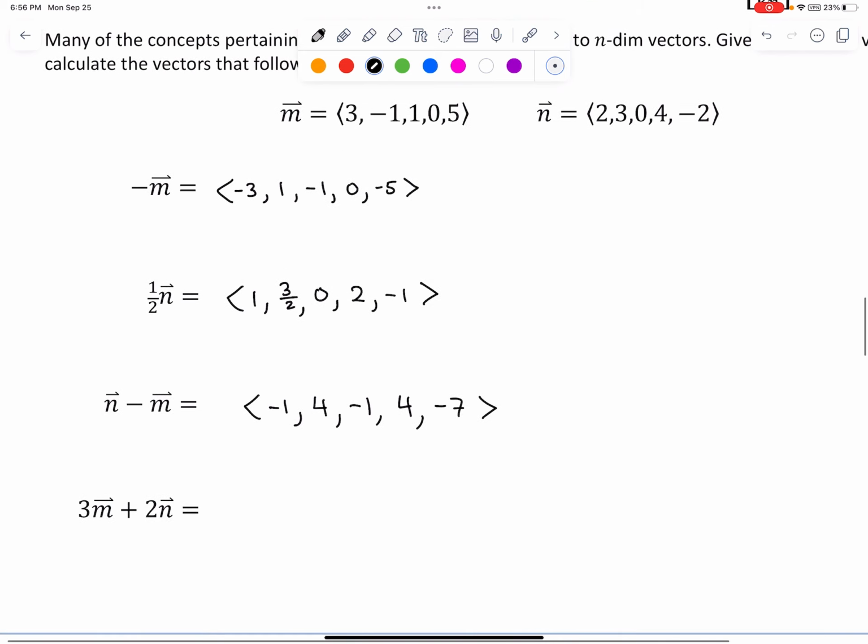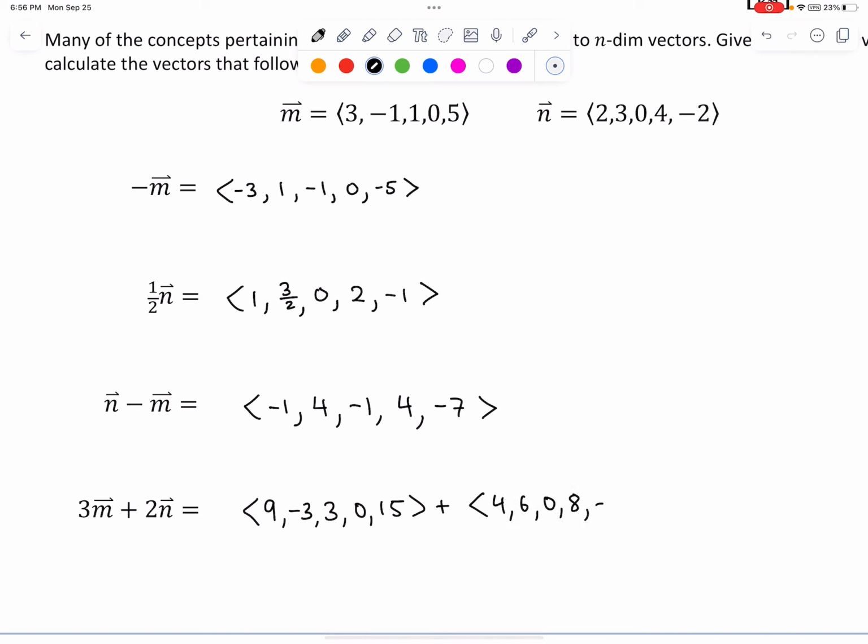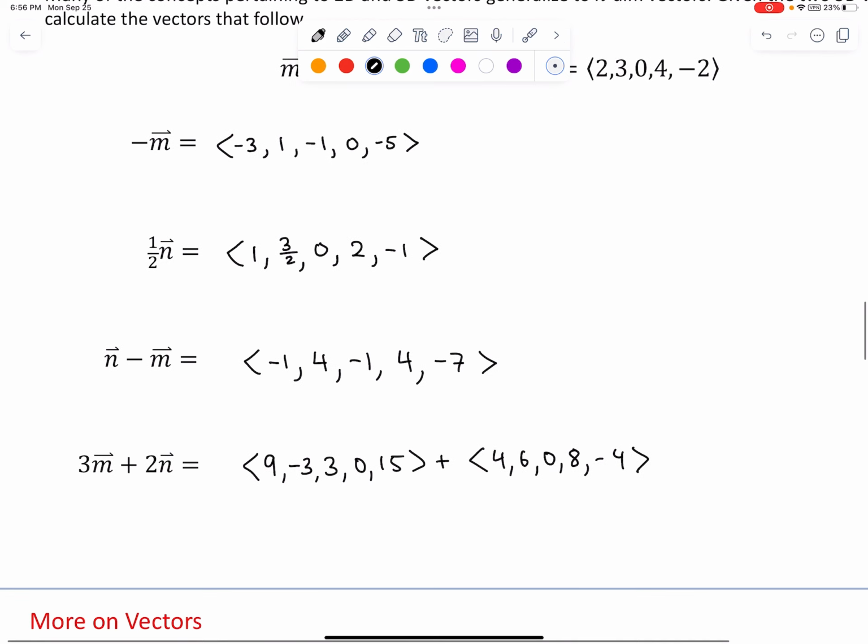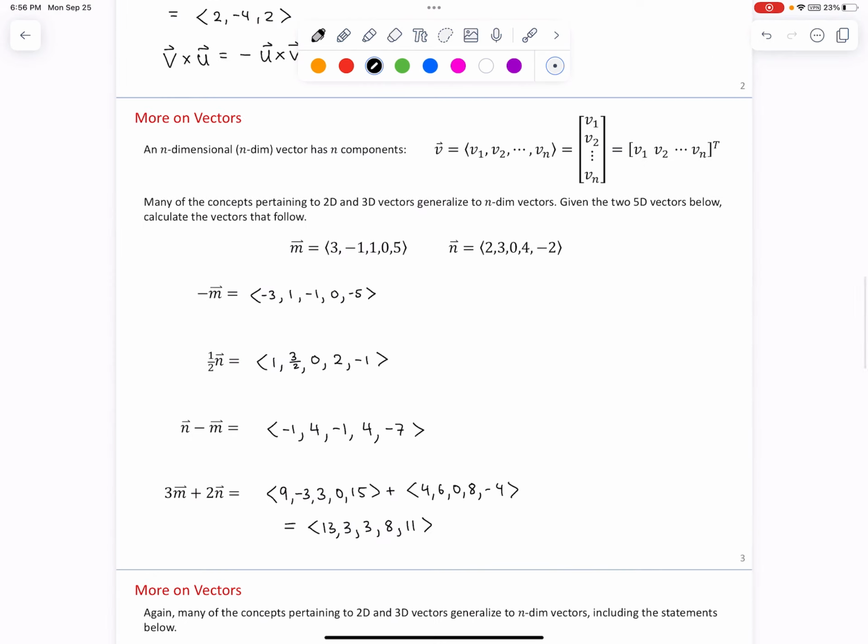And 3m plus 2n, I'll go ahead and do this in 2 steps. So let's triple m first. That gives me the vector 9, -3, 3, 0, 15. And to this we'll add the vector double n. That will be 4, 6, 0, 8, -4. And then add these component-wise. So we'll do 9 plus 4 is 13, -3 plus 6 is 3, 3 plus 0 is 3, 0 plus 8 is 8, and 15 plus -4 is 11. Okay, let's go to the next page.